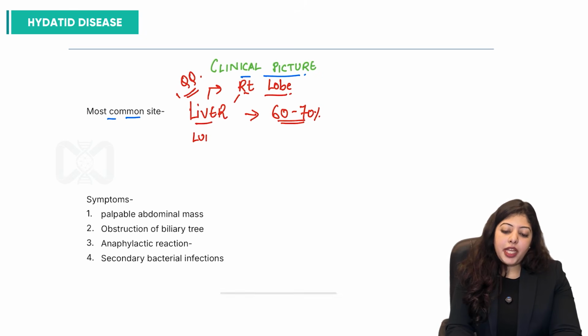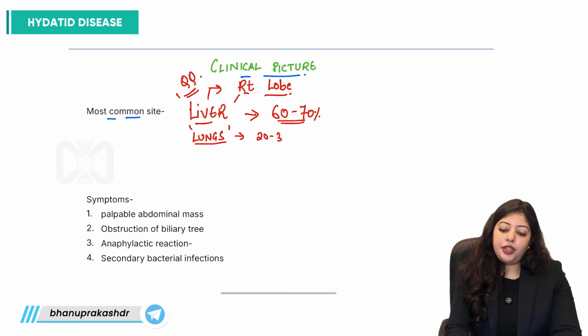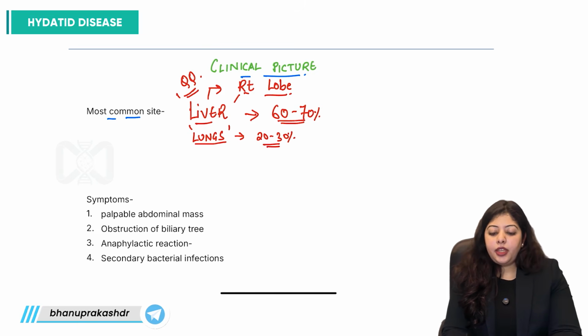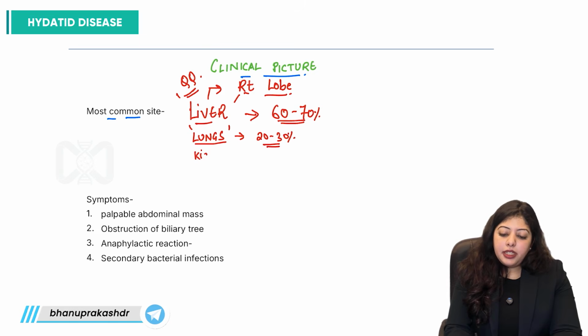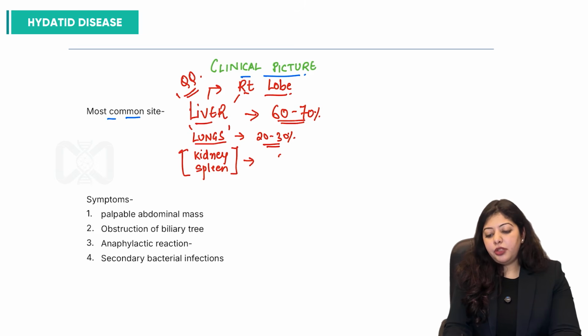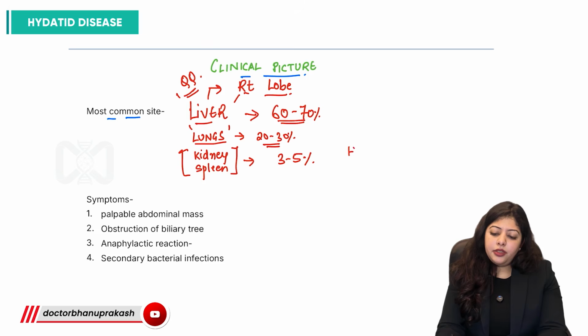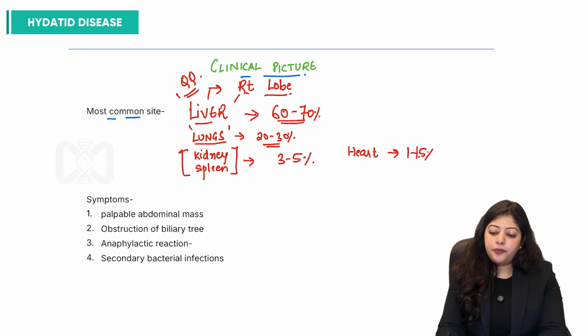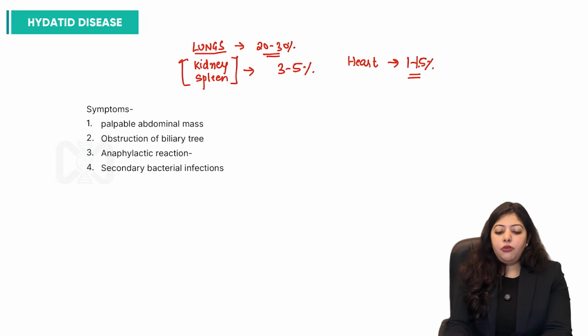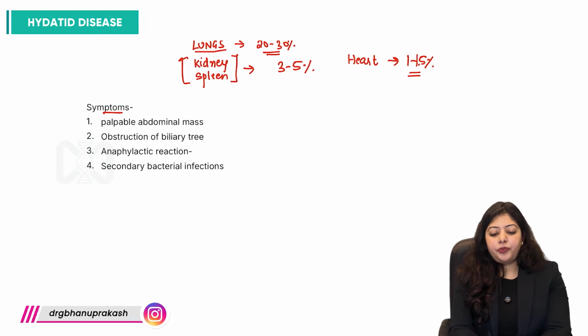Now the second most common site is going to be the lungs, which take around 20 to 30%. Right? Then the next organs can be kidney and spleen, which will sum up to 3 to 5%. And although the heart is rarely affected, to add to the percentage, it is 1 to 1.5%. Right? So now moving on to the symptoms.